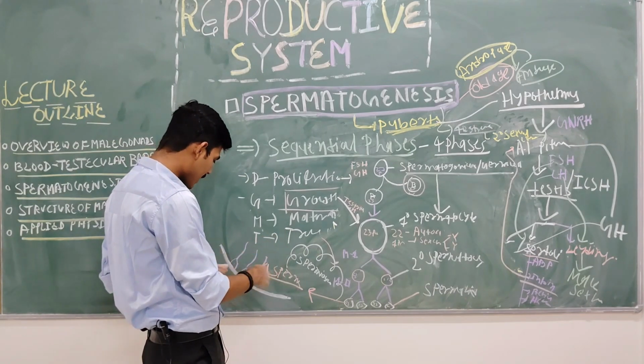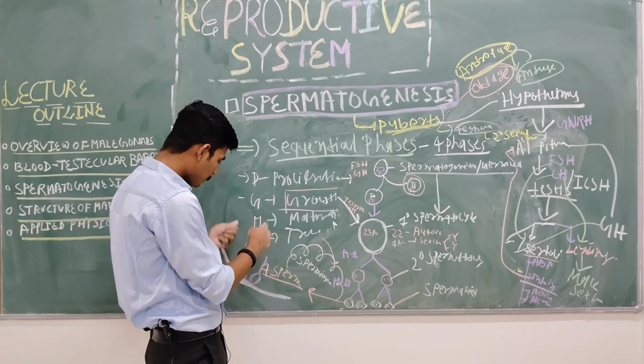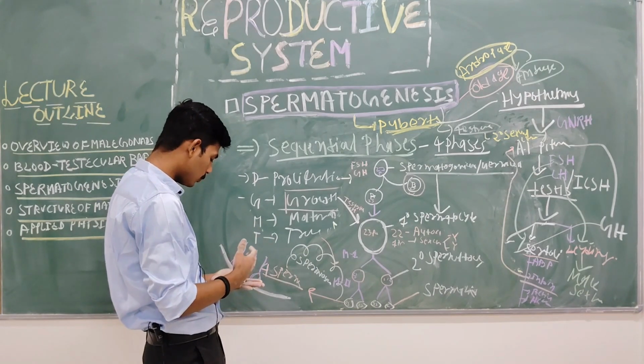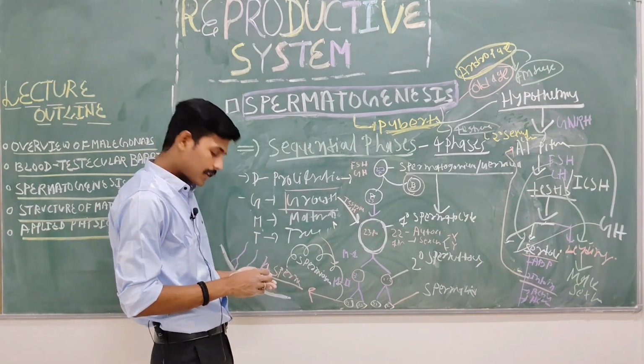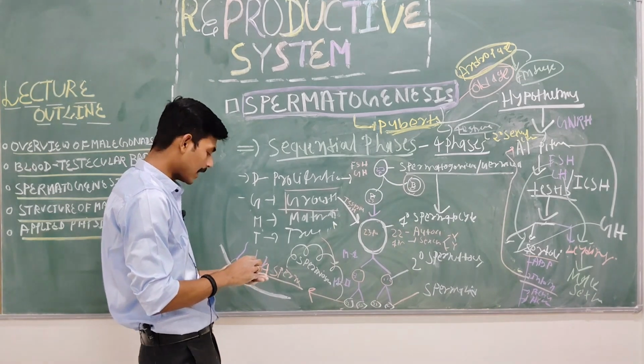What is the Sertoli cell doing? They are overall developing the sperm, making them capable to fertilize the what? Egg. Very good. Fertilize the egg.